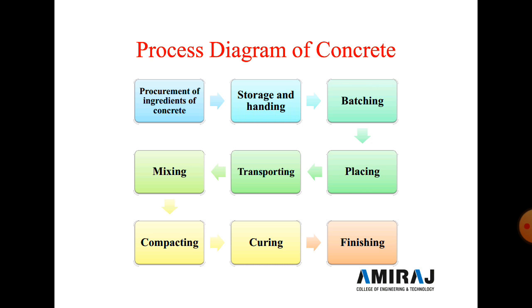Now here the process diagram of concrete is given. Here 9 main steps are given, and we will discuss them one by one. The first step is procurement of the ingredients of concrete. There are 4 main materials generally used: first is cement, second is sand, third is aggregate, and fourth is water. This is the general process for making concrete, and if reinforcement is provided, then we require reinforcement.